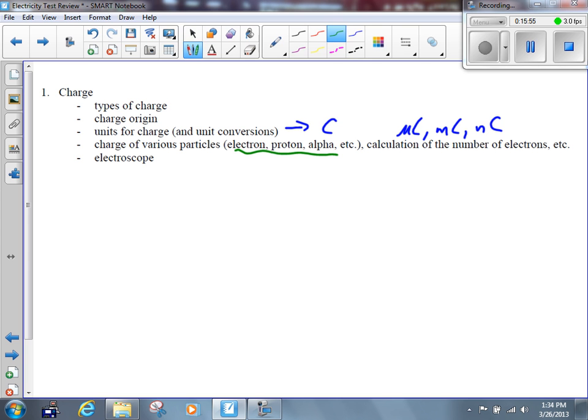Don't memorize the charge of the alpha particle, the electron, the proton. Just know where to find it. On your data sheet, it'll say the charge of an alpha particle is plus 2e. Remember that that amounts to 2 times the elementary charge, 1.6 times 10 to the minus 19, or 3.2 times 10 to the minus 19.